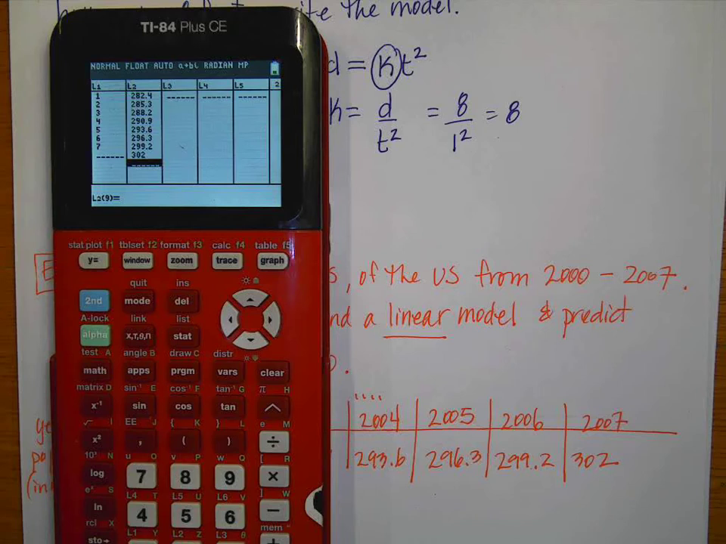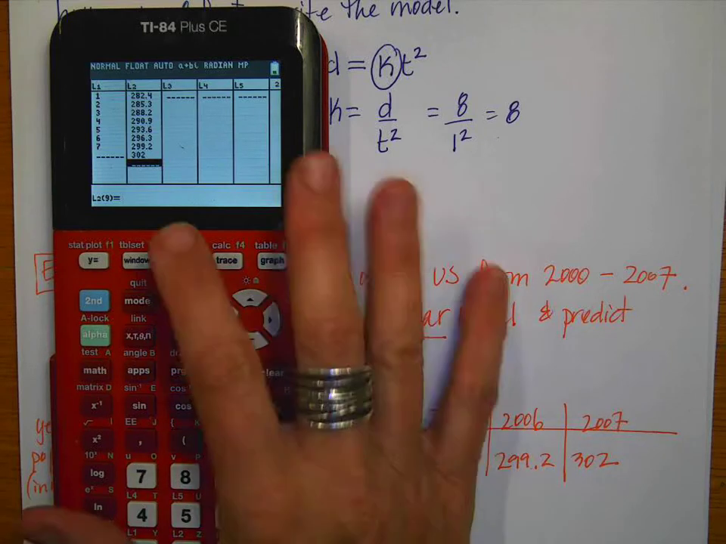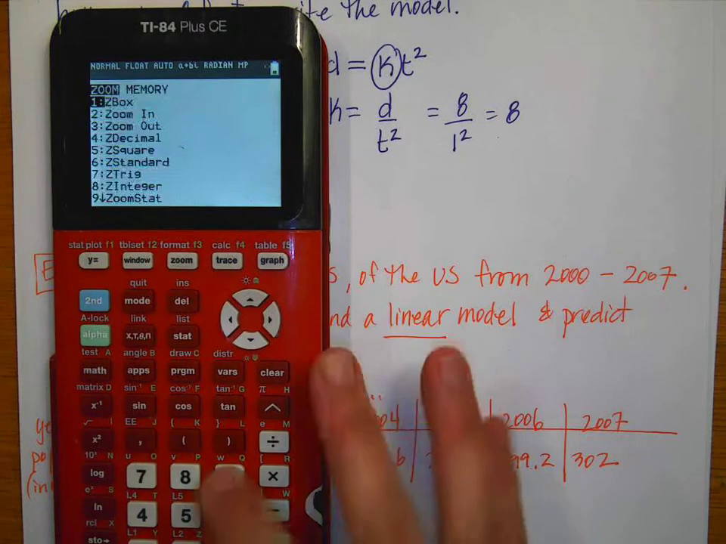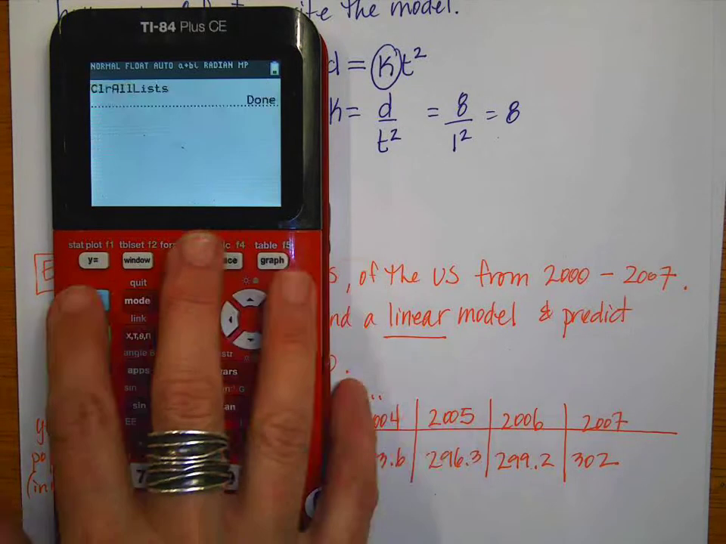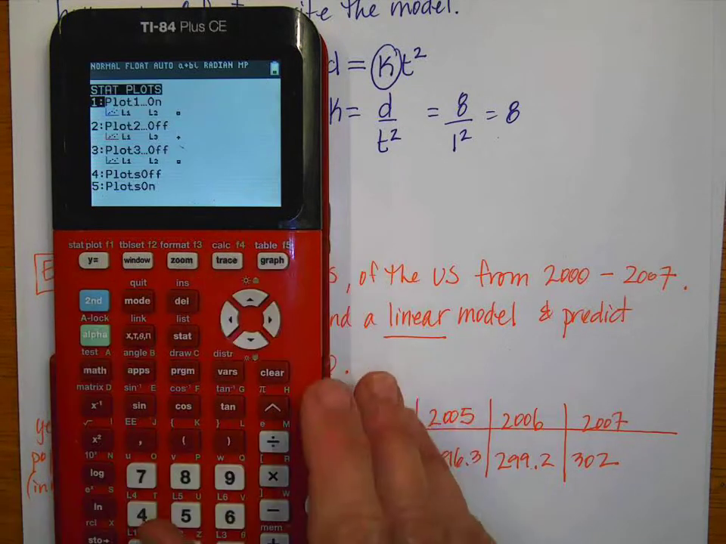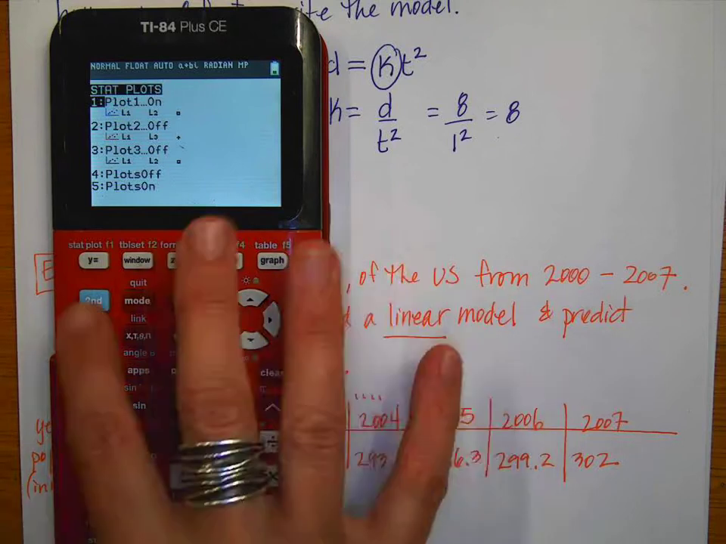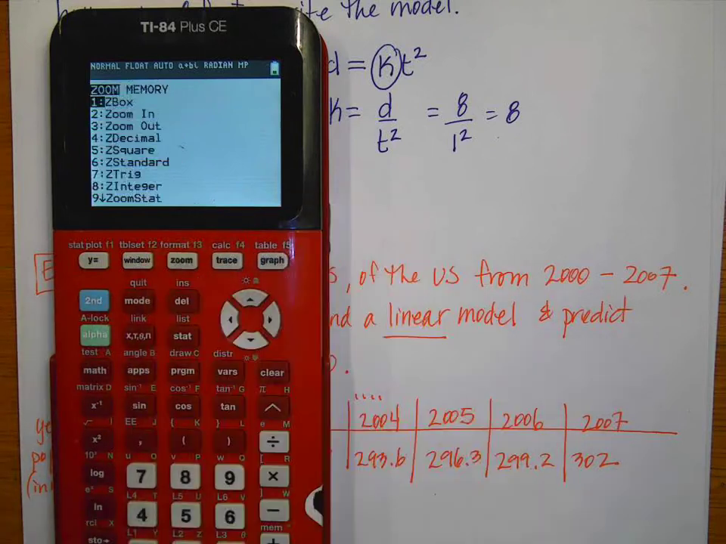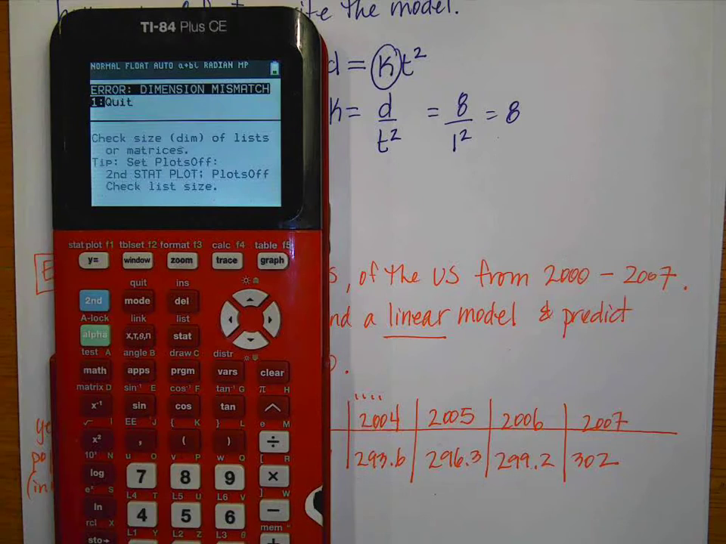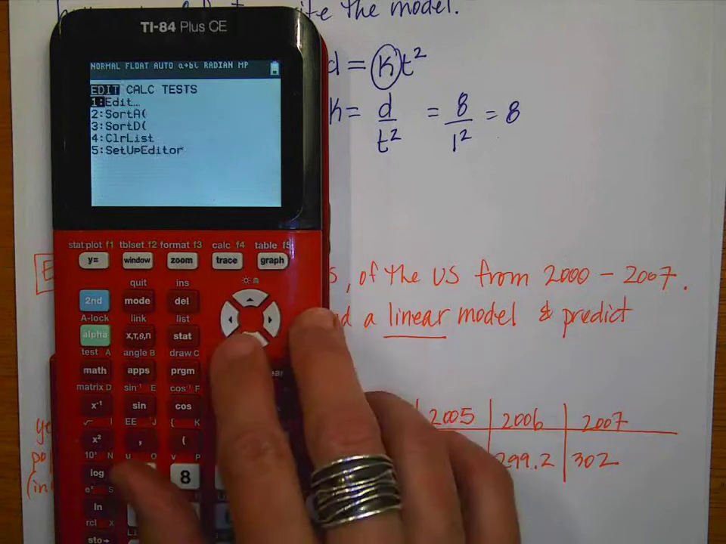All right. It is always a good idea to go back and check to make sure that you entered your data correctly, because if your data is wrong, your equation is going to be wrong. And I believe that all of my data is okay. So the next thing that I'm going to do is a zoom 9 so I can look at it.